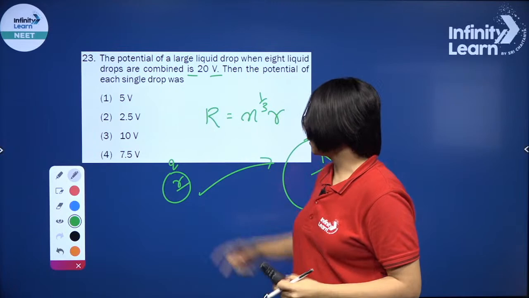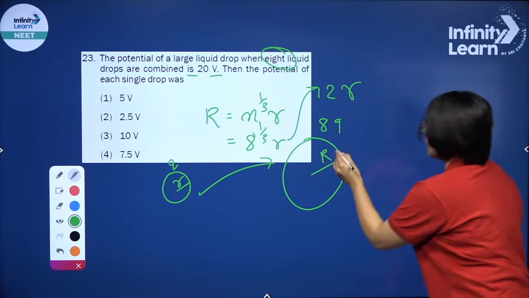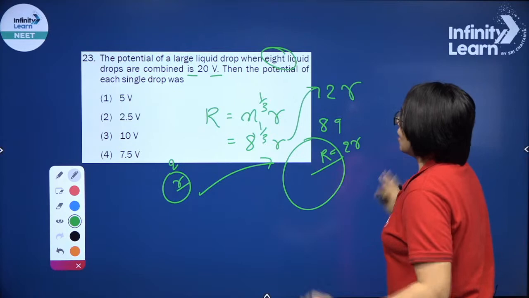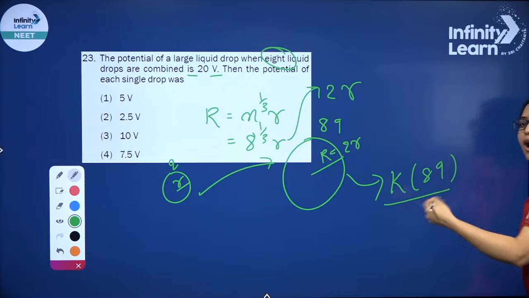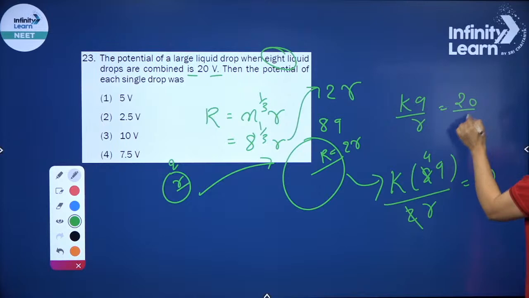कितनी ड्रॉप्स कंबाइन करोगे? 8. सो ये हो जाएगा 8 टू द पावर 1/3 इनटू r, एंड दैट इज इक्वल टू 2r, ठीक है? तो बेसिकली बिगर ड्रॉप का जो रेडियस है दैट इज 2 टाइम्स द स्मॉलर ड्रॉप. फाइन, तो अभी सिचुएशन क्लियर हो गया, टोटल चार्ज, टोटल रेडियस सब पता चल गया. अब मुझे क्या बोला कि जो बिगर ड्रॉप है उसका पोटेंशियल 20 वोल्ट है, इसके सरफेस पे क्या आएगा? k 8Q डिवाइडेड बाय कैपिटल R, विच इज इक्वल टू 2r, इज इक्वल टू 20 वोल्ट. फाइन, तो बच्चों ये हो जाएगा 4, तो kQ अपॉन r की वैल्यू कितनी आएगी? 20 अपॉन 4, दैट इज इक्वल टू 5 वोल्ट, ठीक है?